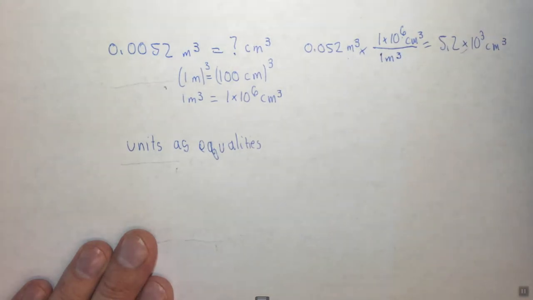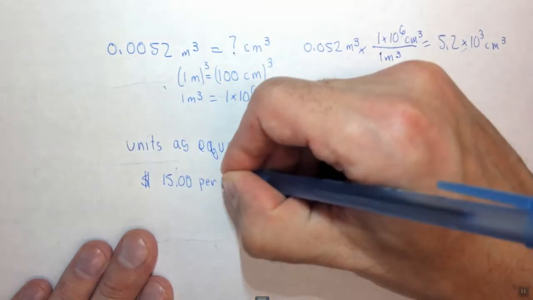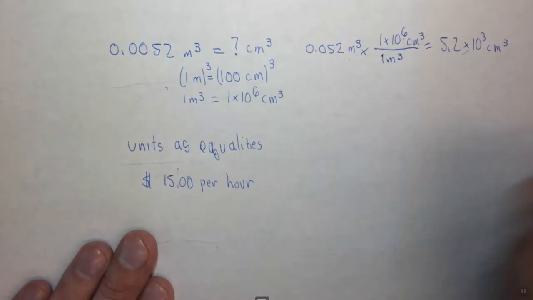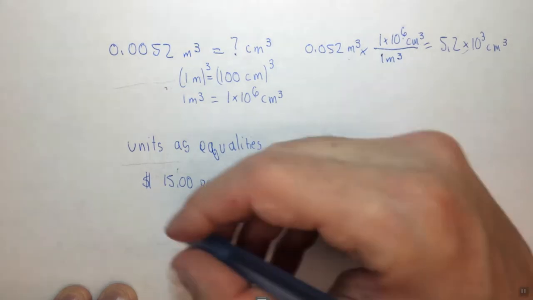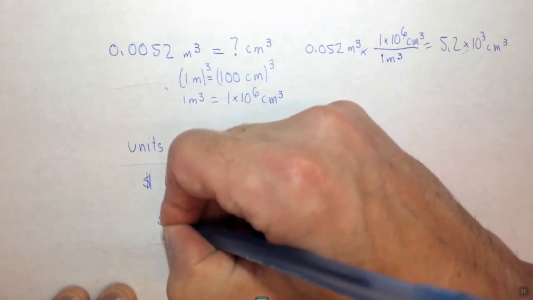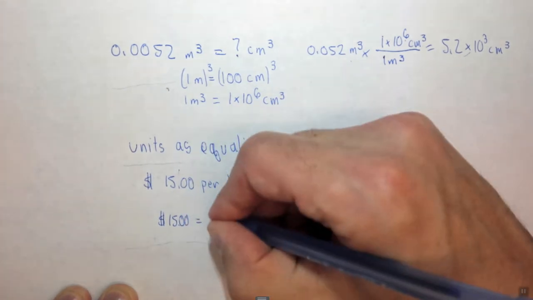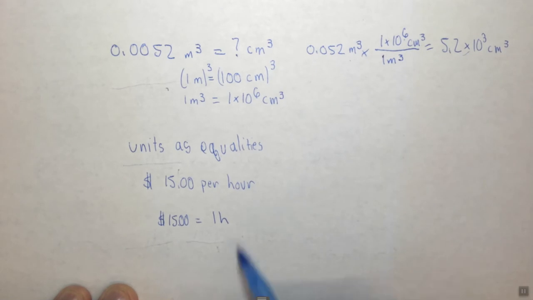So one thing is someone makes $15 per hour. How could we write this as an equality that we could use in dimensional analysis? Well, this would be $15 equals 1 hour of this person's time. So if they work 2 hours, they'll make $30. You could use this as a unit for dimensional analysis.